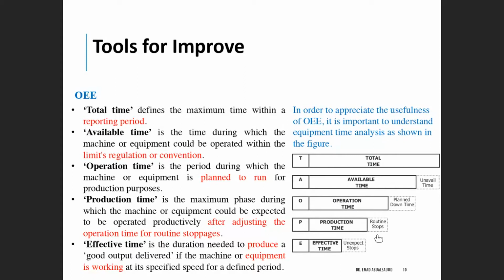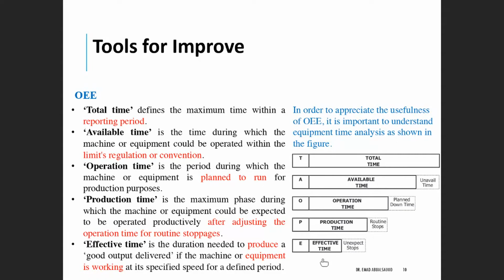The routine stops are something that happens normally in your process. For example, as we said, prayers, setup, changing ingredients, or changing the oil in the fryer in your kitchen if you are a restaurant, and so on. These are routine stops, which have to be done during the production time.